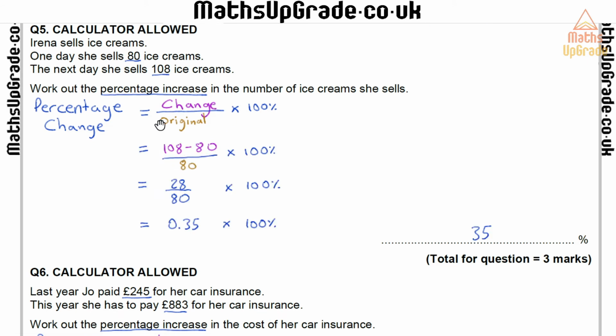So for the 3 marks, let's find the change, which in this case is 28, divided by 80, which I can do with the calculator to get 0.35, and times that by 100, which gives me 35%. And that's a reasonable, a sensible answer. That question there was 3 marks.